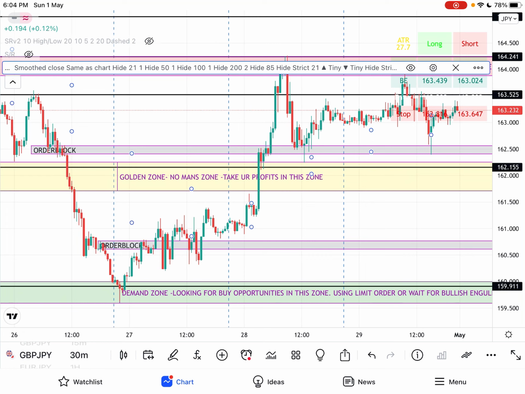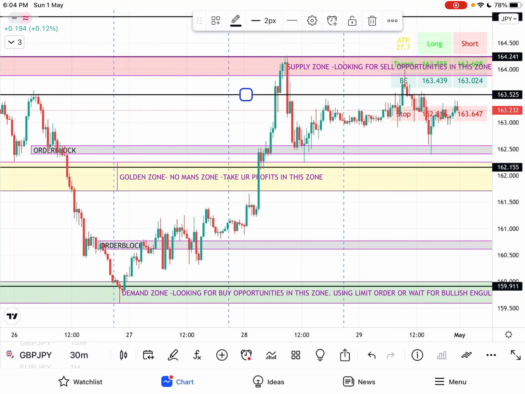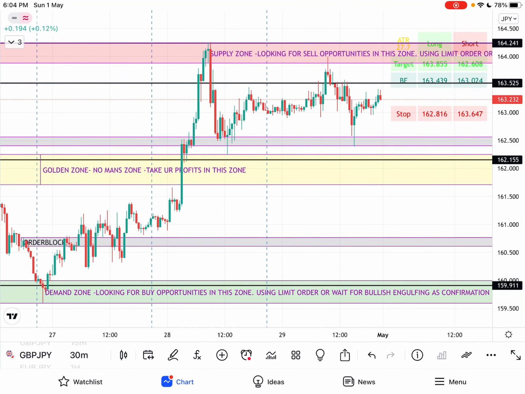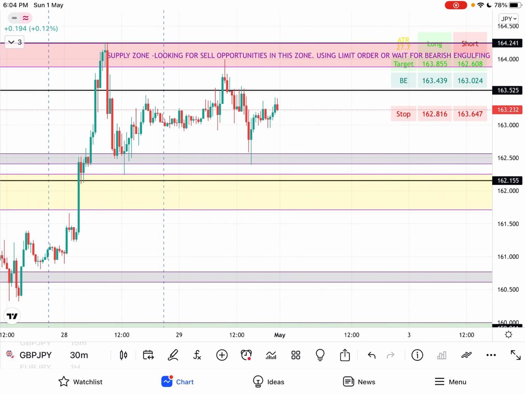Yeah, I think we are done hiding everything. So you can see at the top right, we have the ATR, the long and the short, and it has the targets. It has break even, it has stop loss.